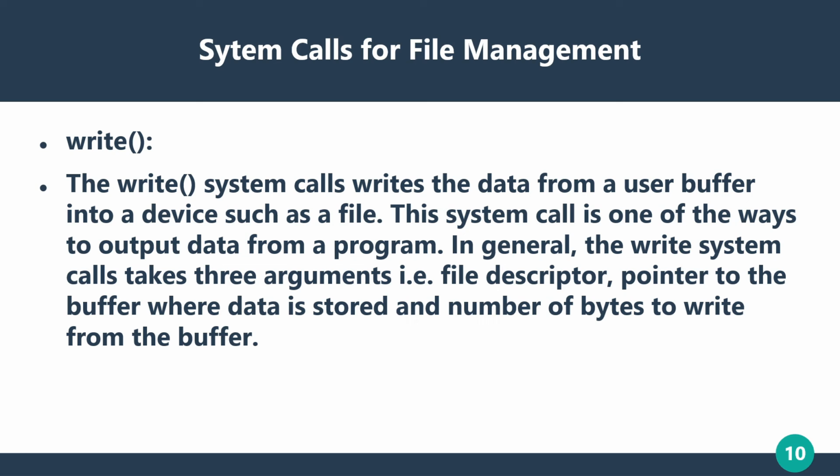Write. The write system call writes the data from a user buffer into a device, such as a file. This system call is one of the ways to output data from a program. In general, the write system call takes three arguments, that is file descriptor, pointer to the buffer where data is stored, and number of bytes to write from the buffer.